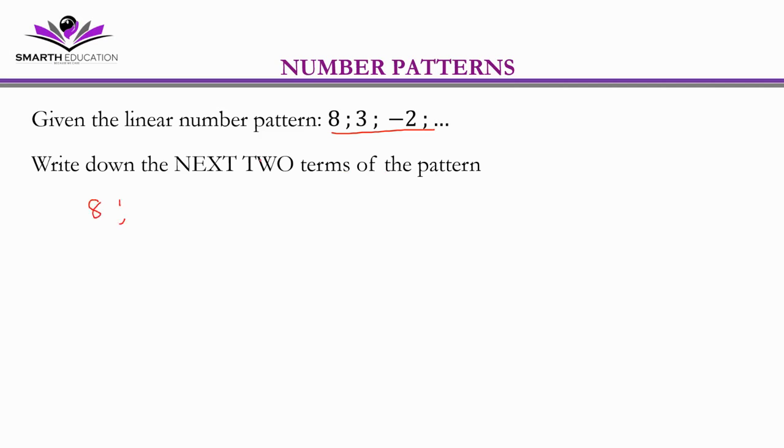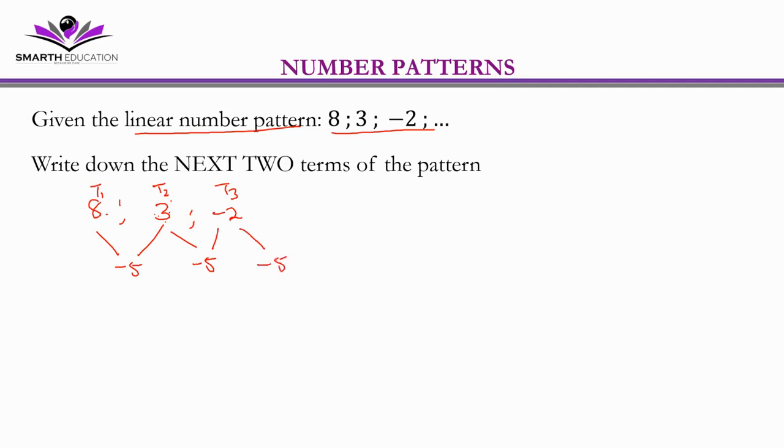So we have to check the common difference because we're told that it's a linear pattern. The difference is term 2 minus term 1, okay, not term 1 minus term 2. It should be term 2 minus term 1 and term 3 minus term 2. So it's term 2 minus term 1: 3 minus 8 is negative 5. And then negative 2 minus 3 is negative 5.